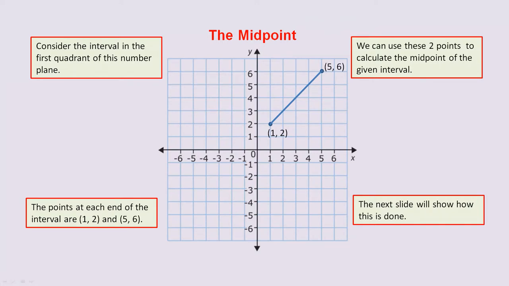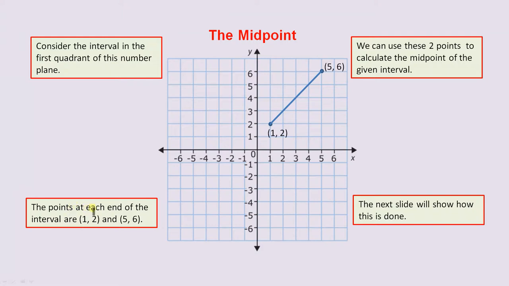The midpoint. Consider the interval in the first quadrant of this number plane. This is the interval here. The reason it's called an interval is this. It has a point on one end, a point on the other end, and it has a specific length. Okay, you can see it. It has a specific length. That's why it's called an interval.